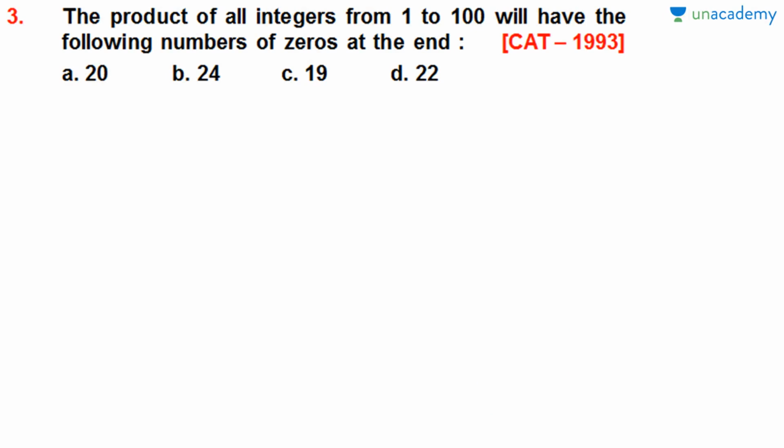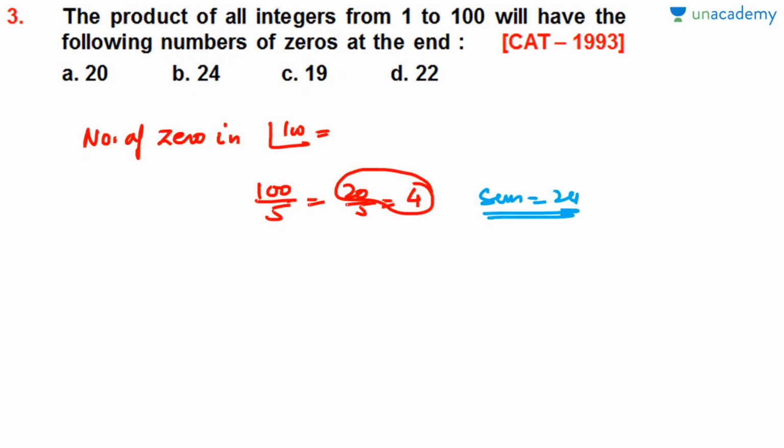The product of all integers from 1 to 100 will have the following number of 0s at the end. Now it is a very easy question. This is a factorial question, and this question was asked in CAT 1993. We have to calculate the number of 0s in factorial 100. So as we know, in the case of factorial 100, we'll divide 100 by 5, which gives 20, and by 25, which gives 4. Now add 20 and 4, our answer would be 24. So there are 24 zeros if we multiply the numbers from 1 to 100. Answer is option B. Okay.